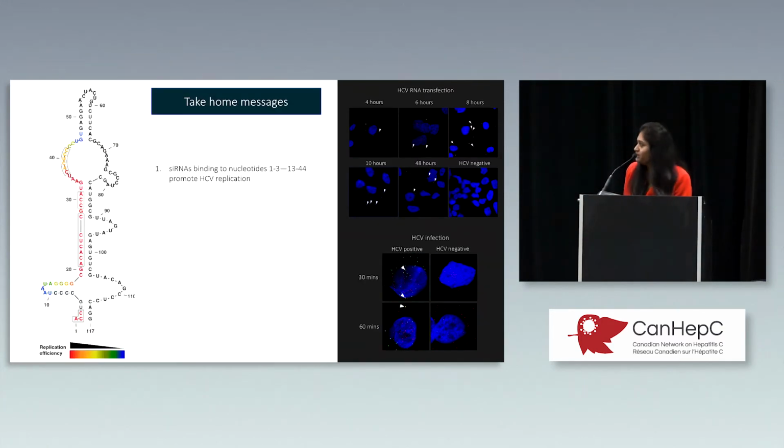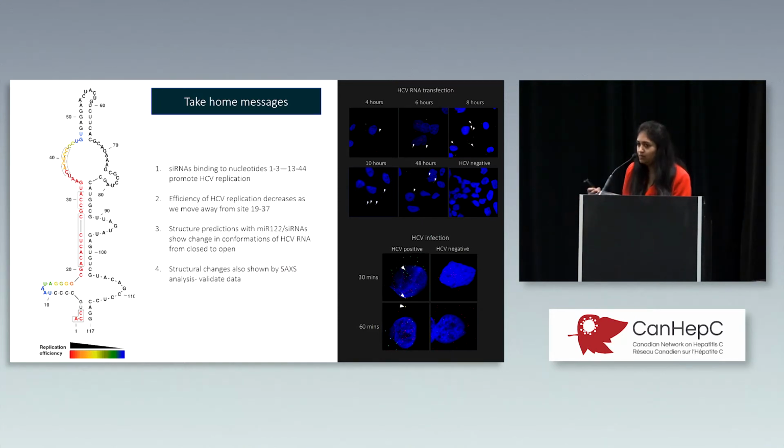So in conclusion, siRNAs binding to nucleotides 1 to 3 and 13 to 44 can promote virus replication. The most efficient virus replication was observed when siRNAs bind to 19 to 37, and as we move away from this region, the efficiency decreases. With structure prediction analysis, there's a conformation change from closed to open. We could also see that with our SAXS data, but we still have to validate it. And with our co-localization data, we found that miR-122 co-localizes with HCV RNA as early as 30 minutes in infections, and as late as 48 hours in transfections. So yeah, thank you.